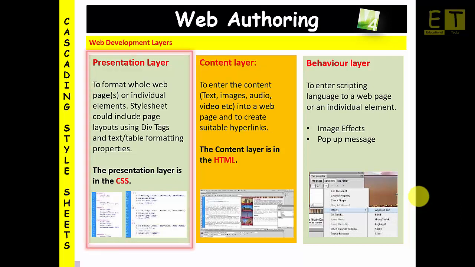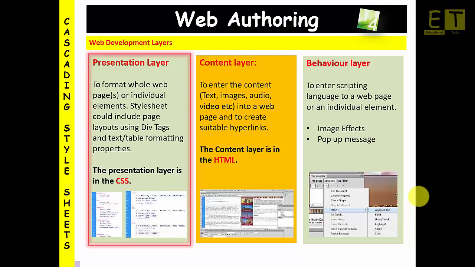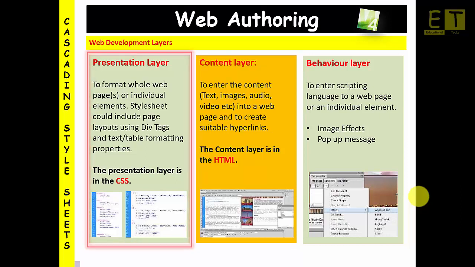The next layer is the content layer. So to enter the content like text, images, audio, video into a web page and to create suitable hyperlinks. So the content layer is just basically to add information. It's the skeleton of the website. There's no color to it. It's black and white. And then finally, we've got the behavior layer.